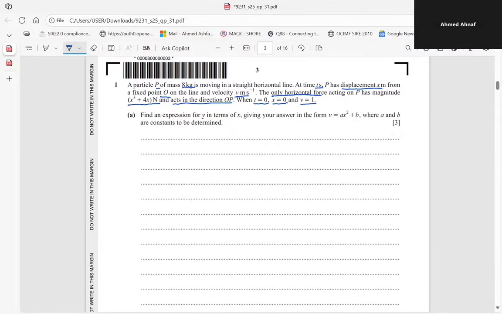Okay, so for the first part, we have to find an expression for v in terms of x, giving your answer in the form v equals ax squared plus b, where a and b are constants to be determined. First of all, we're going to use Newton's second law, F equals ma. Our F here is the horizontal force acting, x cubed plus 4x, and m is 8. For acceleration, we can use the relationship acceleration equals v dv/dx, because v equals dx/dt. So when you multiply by dv/dx, you get dv/dt, which is also equal to acceleration. So let's use that. As you can see here, we have obtained the differential equation.